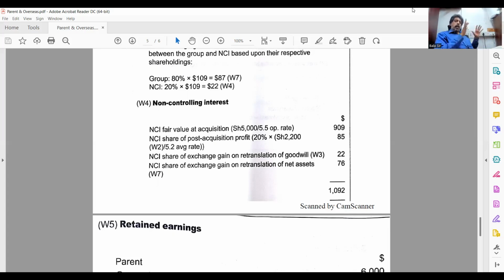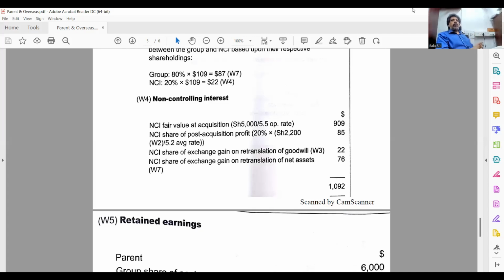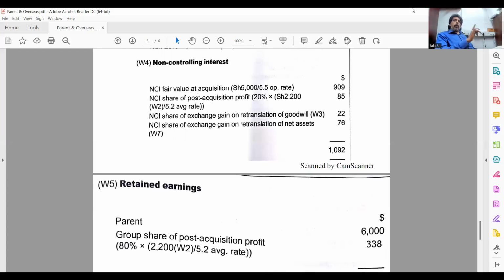What is that? That is adding 20% of the exchange gain arising from translation of the net assets of the foreign subsidiary into the presentation currency, right? So let's wait for this number. Let's not even put this number, okay? But there's one more line item for NCI. And let's open working note 6 as well.